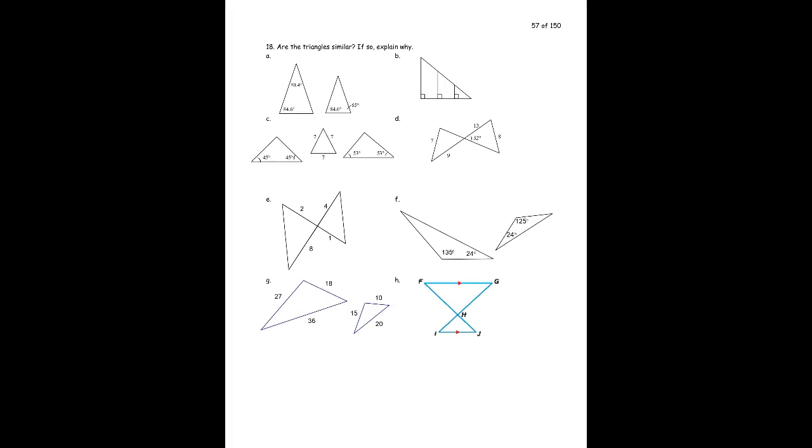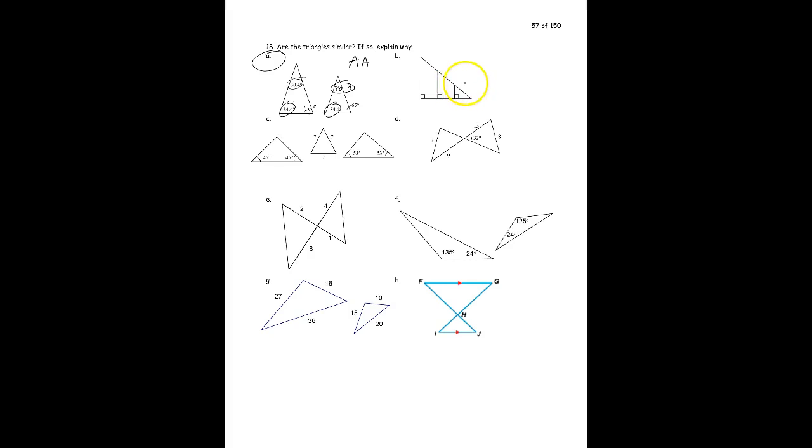Okay, this first one, we just need to see if all the angles are the same. It's hard to exactly tell here, but if you solve for this angle by knowing that they all have to add up to 180, this would be 65. This would be 30.4, and so because two corresponding angles are congruent by AA, this one will be similar. So the answer to that is true.